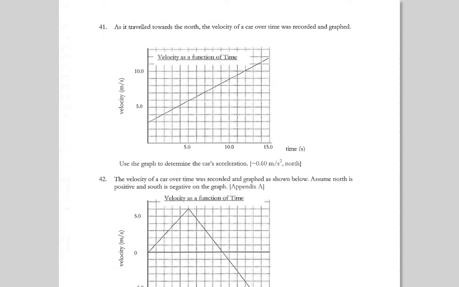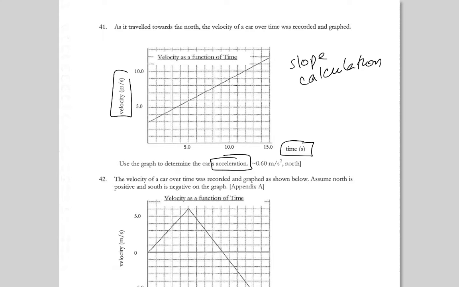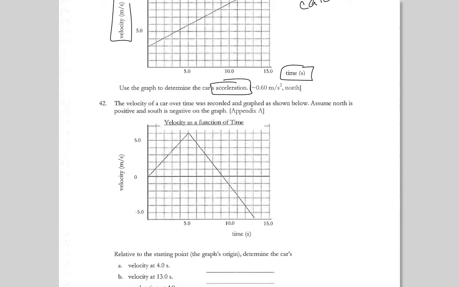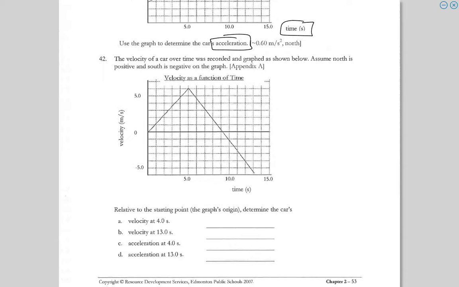Okay, just another slope calculation. A slope calculation of a velocity time graph will yield acceleration. So please attempt this. Again, find some perfect points, practice your slope calculation. 42 is nice, it's in the appendix, so when you're doing this at home.